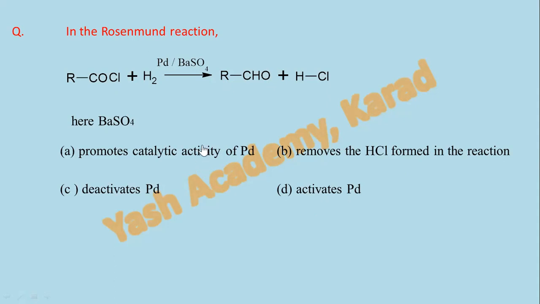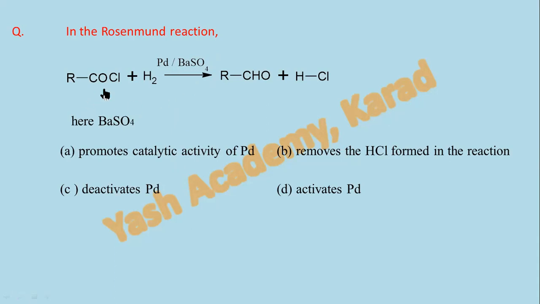So you have to find out the correct option from these. But what is asked in the reaction? The role of barium sulfate in this reaction, in the Rosenmund reduction reaction. If the reaction is carried out in the absence of barium sulfate, dear students, focus on this statement. If the same reaction is carried out in the absence of barium sulfate, then what will happen?